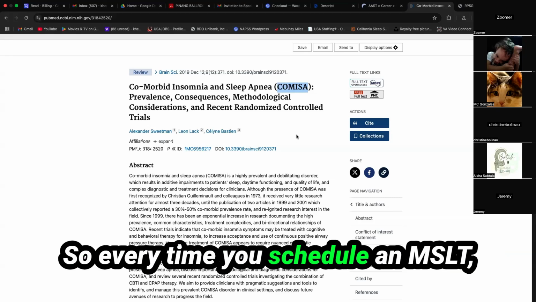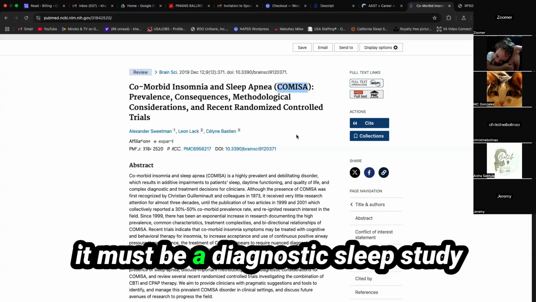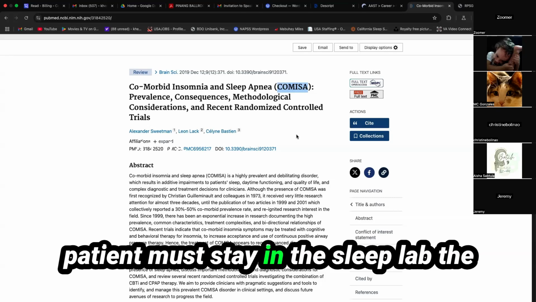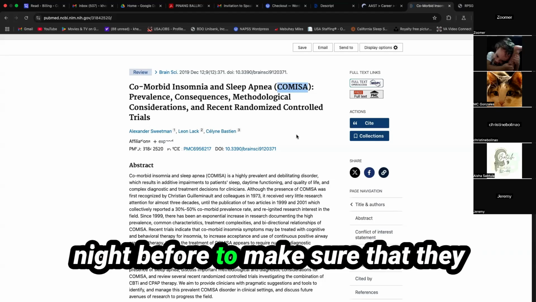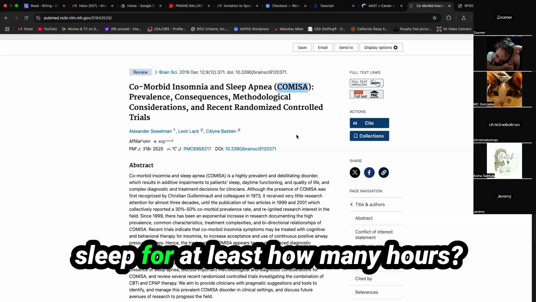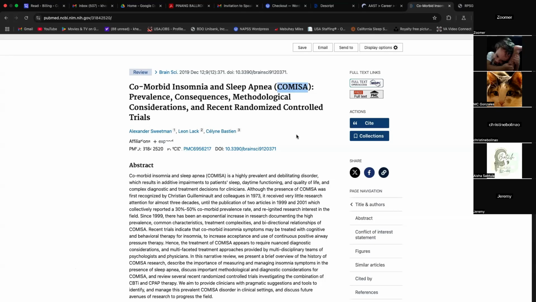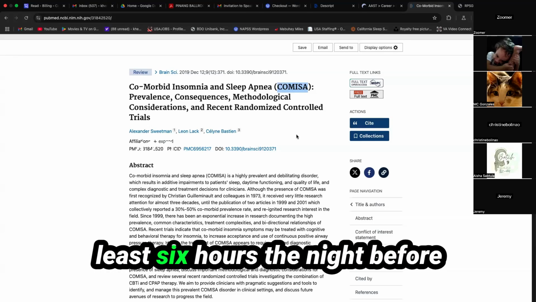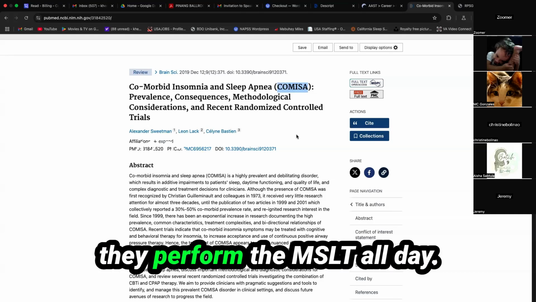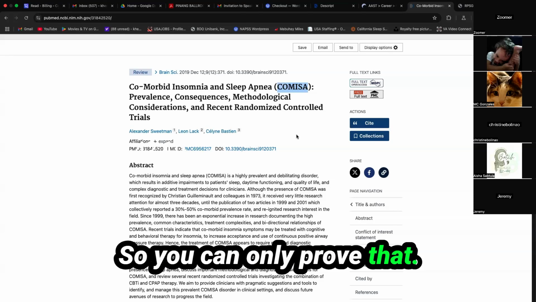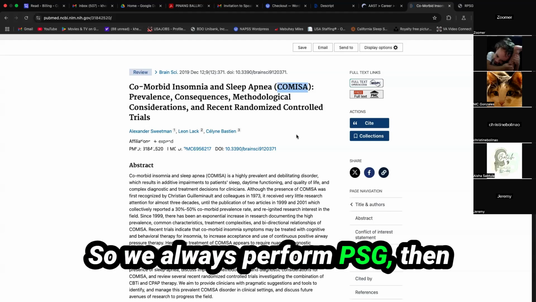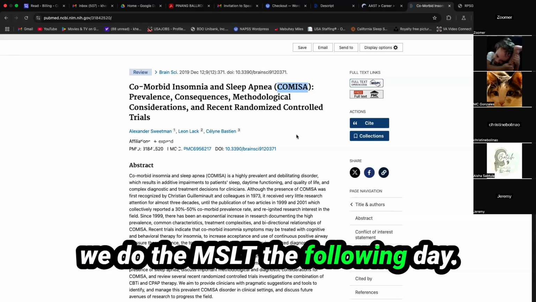So every time you schedule an MSLT, it must be a diagnostic sleep study followed by an MSLT, because that patient must stay in the sleep lab the night before to make sure that they sleep for at least how many hours? 6 hours. Yes, the patients must sleep for at least 6 hours the night before they perform the MSLT all day. So you can only prove that by having the patients in the sleep lab the night before. So we always perform PSG, then we do the MSLT the following day.